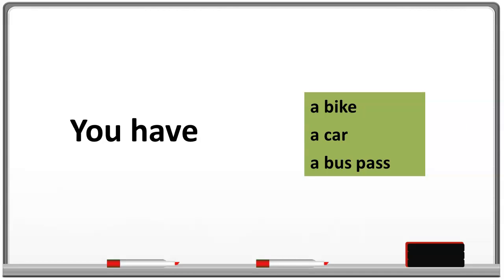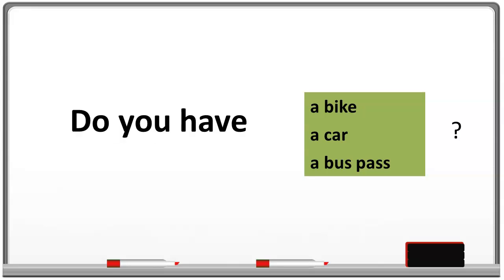You have. The statement would be, you have a bike, you have a car, or you have a bus pass. So how do I turn this into a question? Remember to use a form of the verb to do before the statement. So here's the statement, you have. So the question would be, do you have? Do you have a bike? Do you have a car? Do you have a bus pass? Remember, have, remember that vowel sound, have.